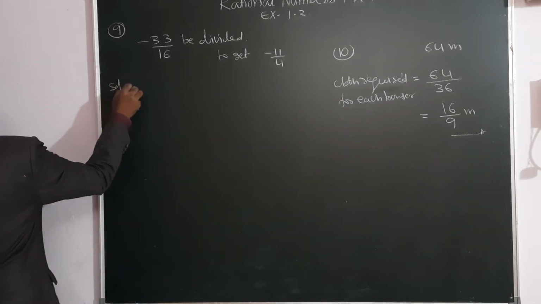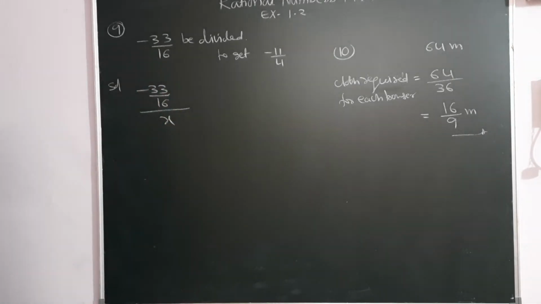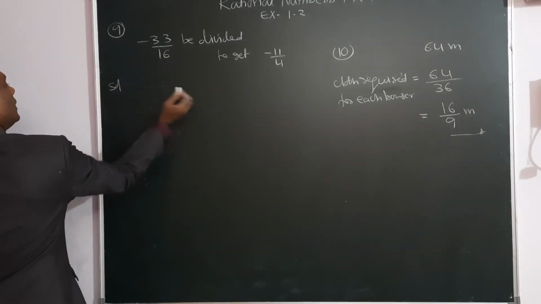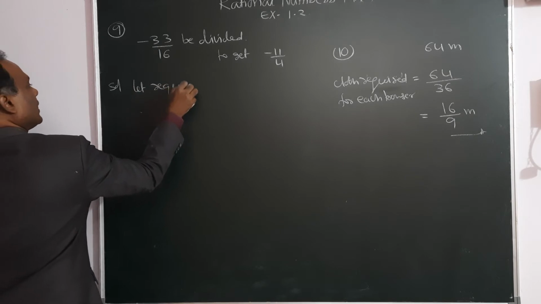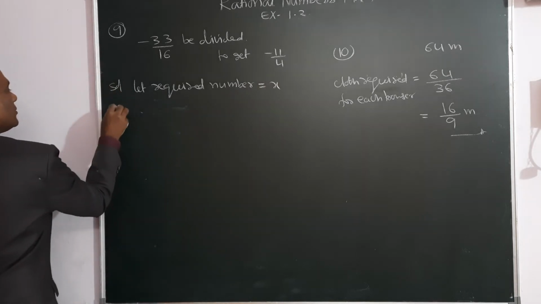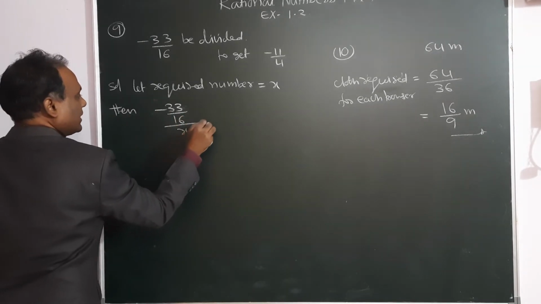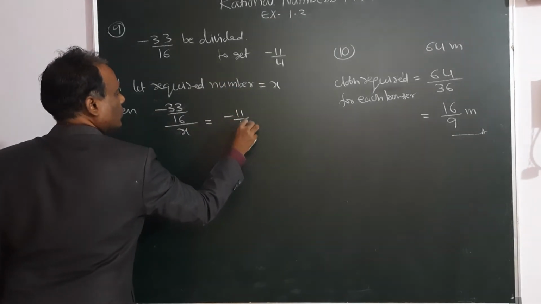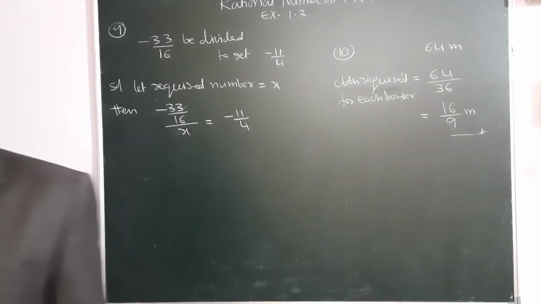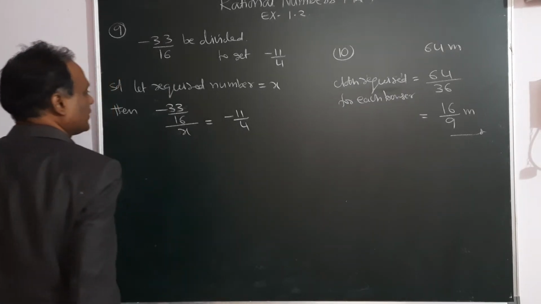Solution. Let the required number be x. Then minus 33 by 16 is divided by that number, and the answer is minus 11 by 4. That is the given question: minus 33 by 16 is divided by what number to get minus 11 by 4?